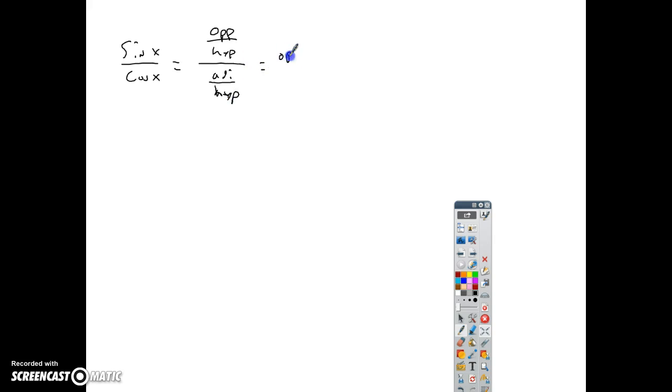So that would be opposite over hypotenuse times hypotenuse over adjacent. And I know, because I know how to do fractions, that these two cancel out. And that gives me opposite over adjacent. What is opposite over adjacent? So close. Almost got it. That's tangent of x. So tangent of x is equal to sine x over cosine x.